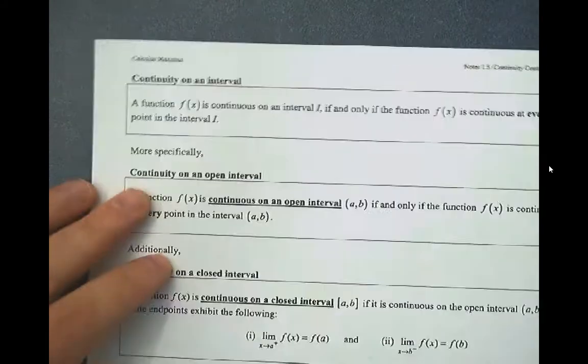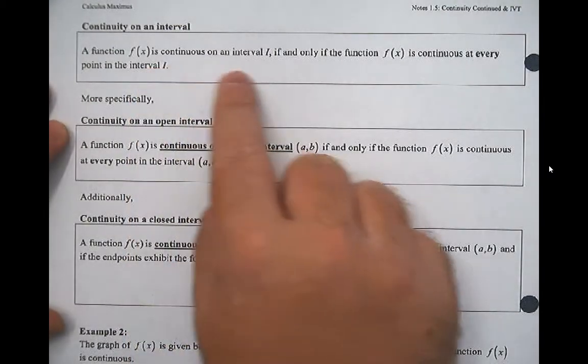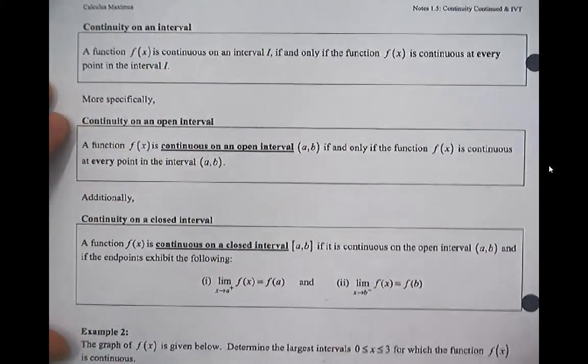All right. So let's talk a little bit about open and closed intervals. We haven't hit this yet. We talked a little bit about it last year, but we haven't really hit it at all this year. A function is continuous on an interval if and only if the function is continuous at every point on the interval. Okay, that makes sense.